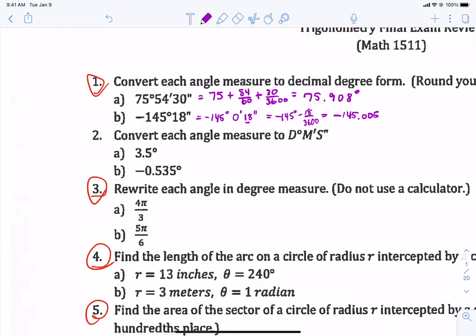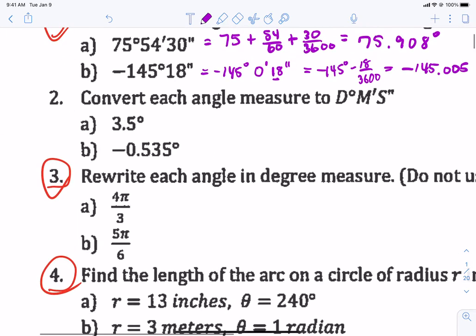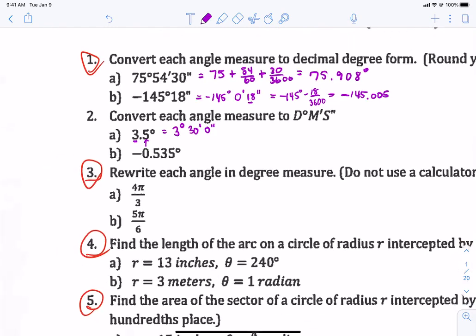Let's just do number 2A to go the opposite direction. Let's take off the full degrees, and then you just multiply this by 60, so 0.5 times 60 will be the number of minutes you have. And we have no remaining decimal, so that means there would be no seconds. Okay. Now let's look at number 3.